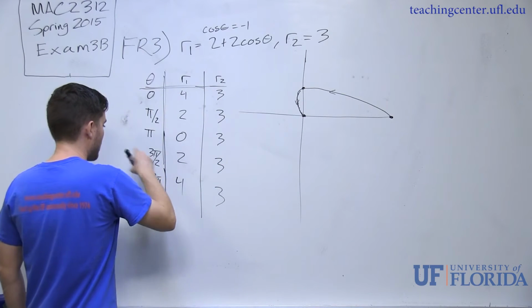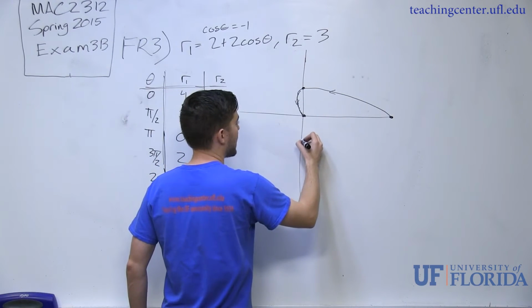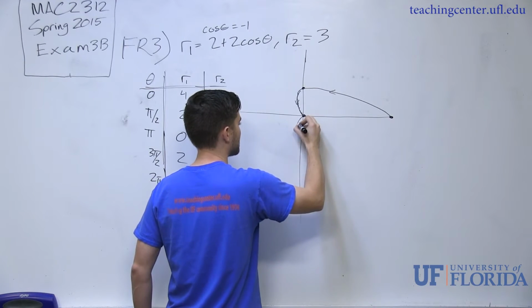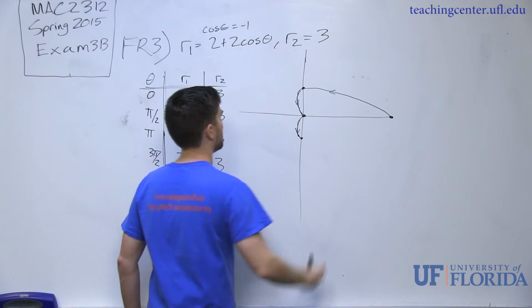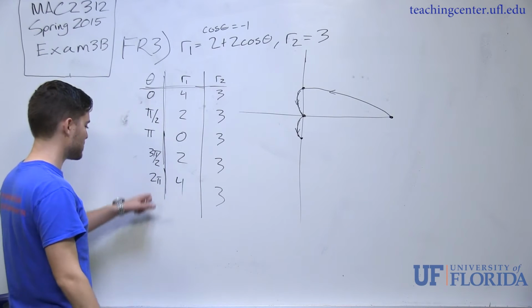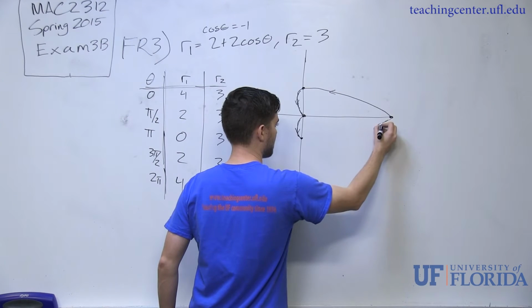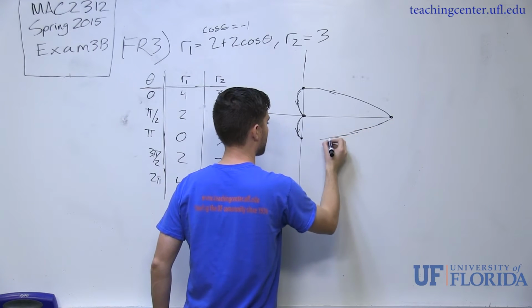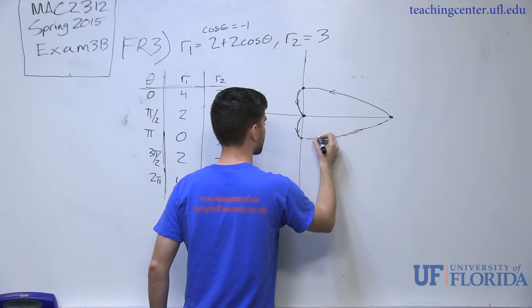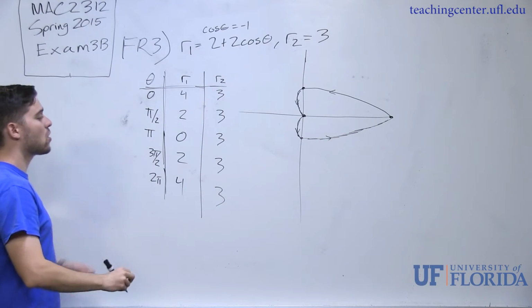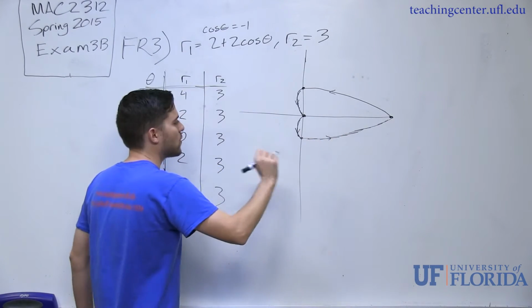Cool. 3 pi over 2, I go back to a radius of 2, so again, that's about right here. I'm going to try to make this as symmetrical as possible because they are polar graphs. And 2 pi, I go right back out to here. Great. And we're moving in that direction, even though I graphed it from the other way. So that's R1. Now we need to find R2.